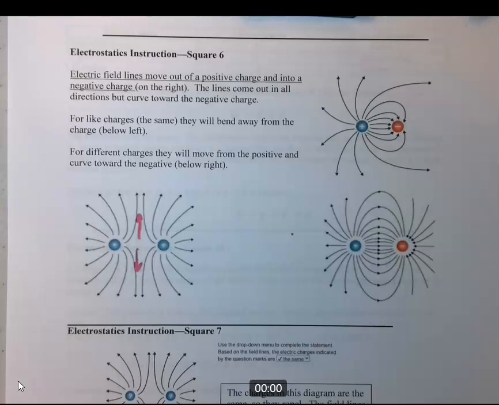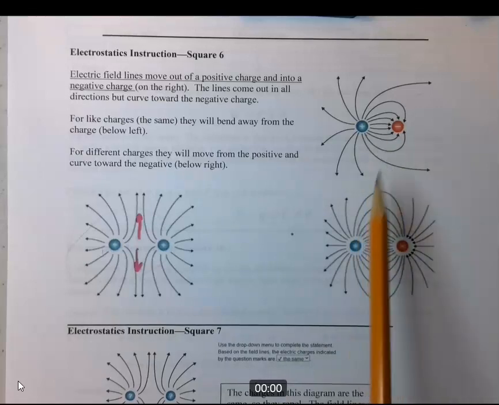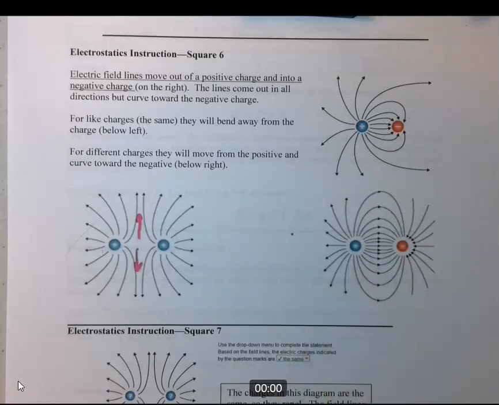Okay, for like charges, that is charges that are the same, they will bend away from the charge. So below, if you see directly down here, those are like charges, positive, positive. And you notice none of the lines connect to each other. They all push away from each other. They're all forcing those two charges away from each other. So these two are different charges. The lines connect. These two are similar charges, like charges. The lines do not connect.